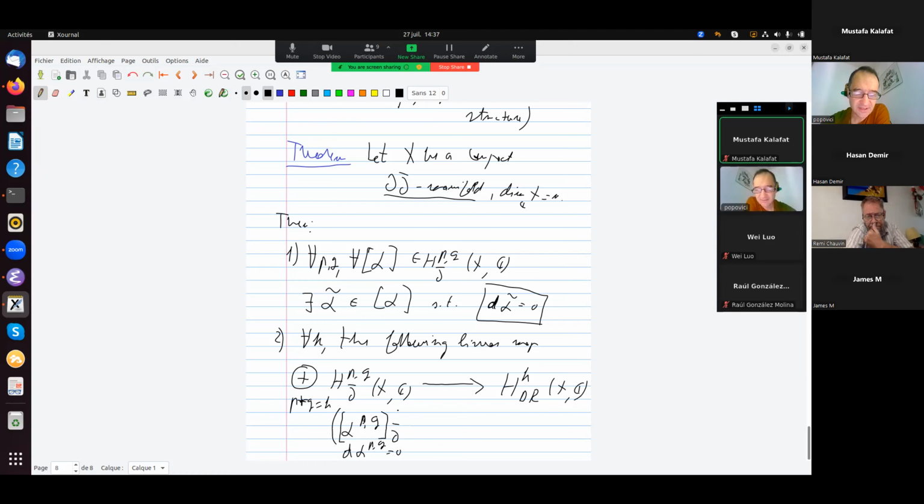And now an element in the direct sum is the family of such classes. That is, one such class for every p,q such that p plus q equals k. And I map this element in the direct sum to what? So first of all, I'm taking the sum of the representatives over p plus q equals k. Now, this is d closed because each representative is d closed, right? And I know that I can find a d-closed representative in each class by the first statement. And then I'm taking the de Rham class of this sum.